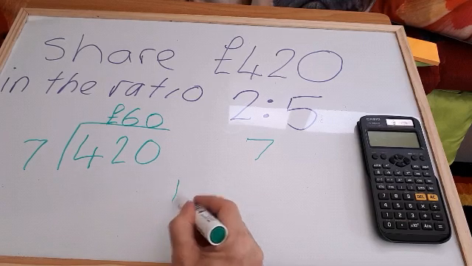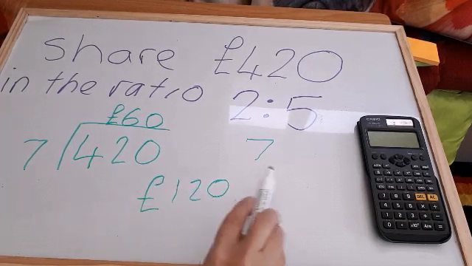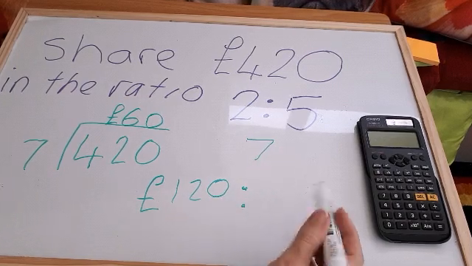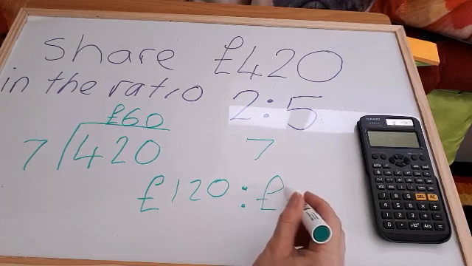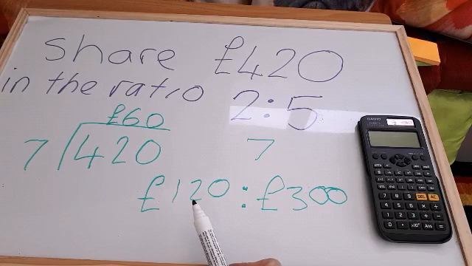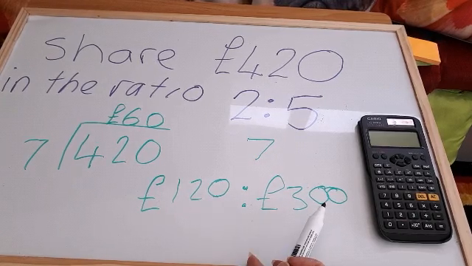This person is going to get 2 shares. 2 times 60 is £120. This person will get 5 shares. 5 times 60 is £300. And there we have it. Person 1 gets £120, person 2 gets £300.